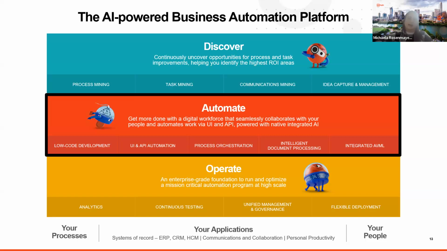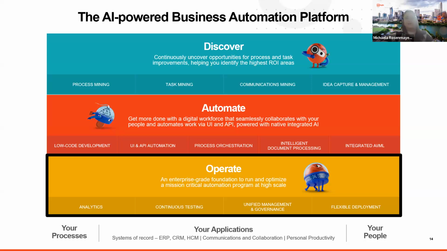Finally, we have integrated AI and machine learning. This is done through our AI Center. This allows for Studio integration. So using that low code development, you can then call in or integrate the machine learning models into processes. These models can be pre-built from UiPath or you can import your own to create business-specific AI-powered automations.